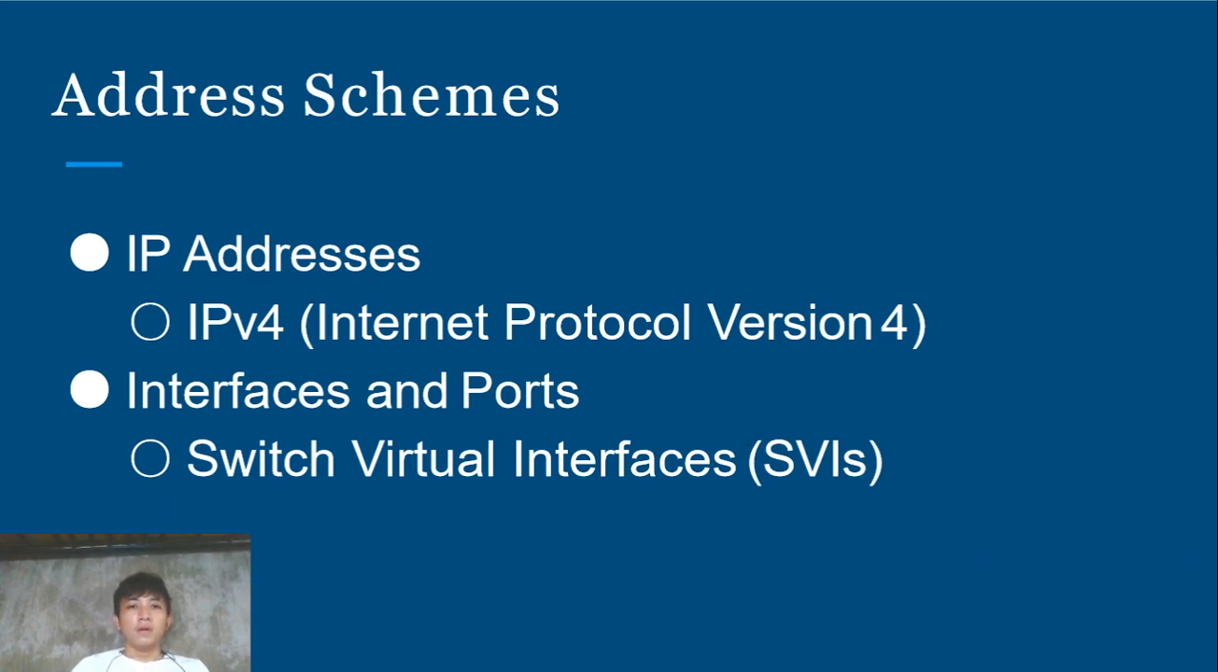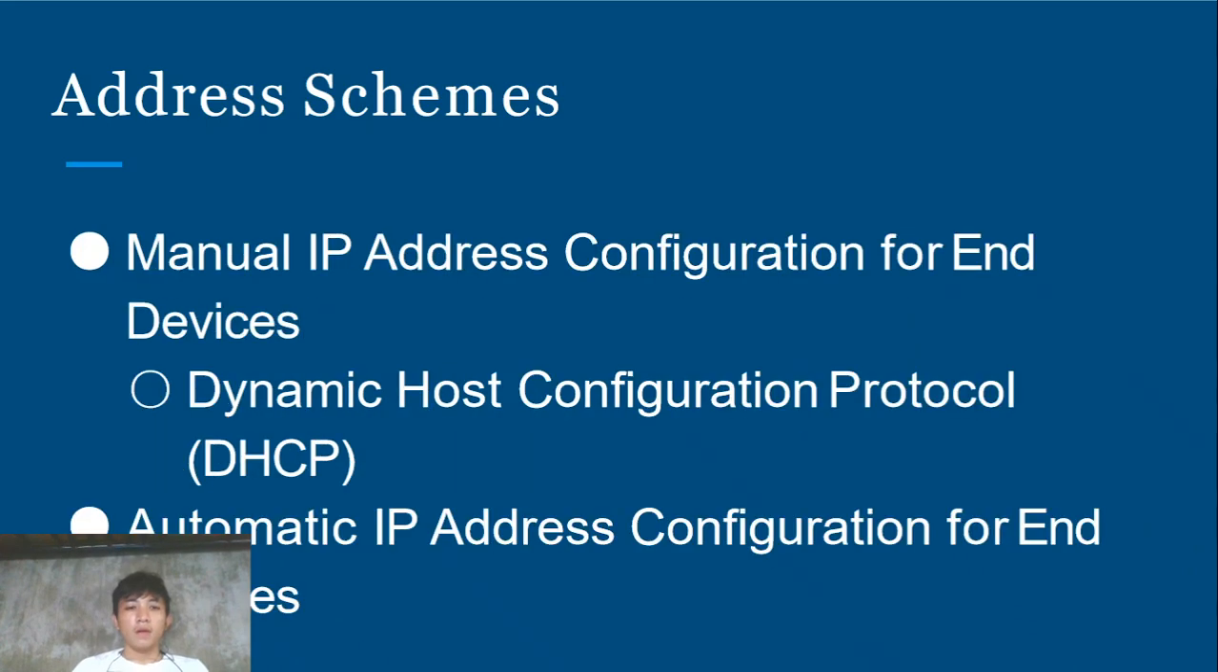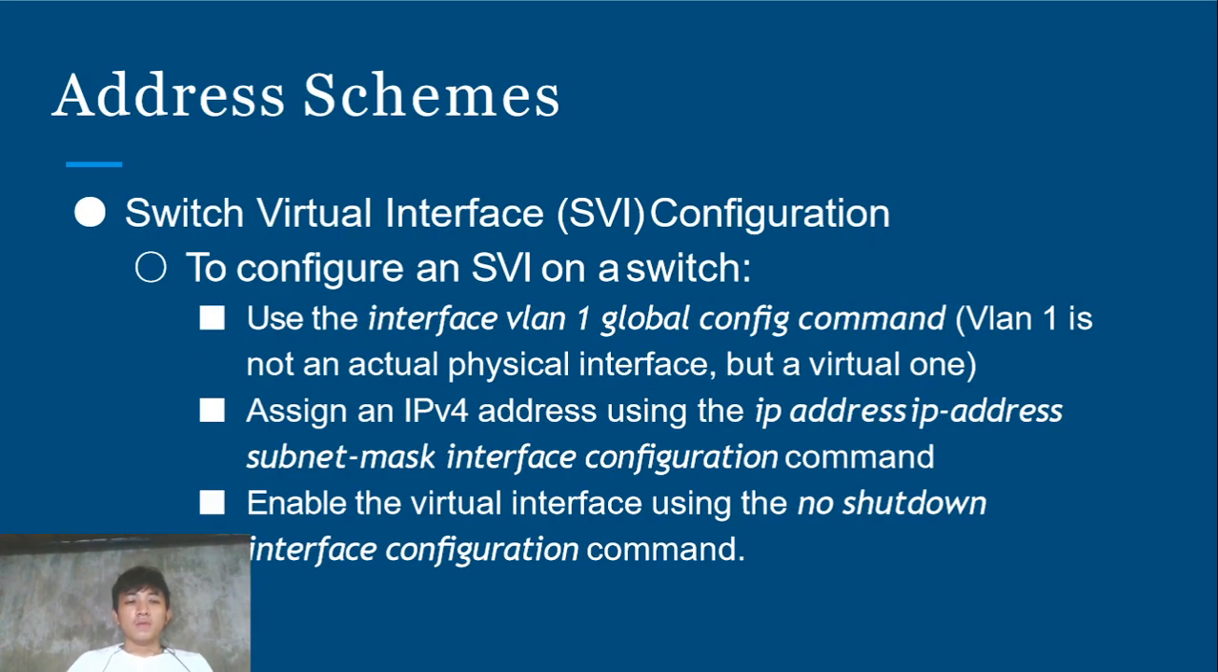So we have IP addresses, IPv4 for Internet Protocol version 4, and IPv6 for version 6, and the interface for switch virtual interfaces. So there is manual IP addressing configuration for end devices, DHCP or Dynamic Host Configuration Protocol for automatic IP address configuration for end devices, then switch virtual interface, SVI, configuration.